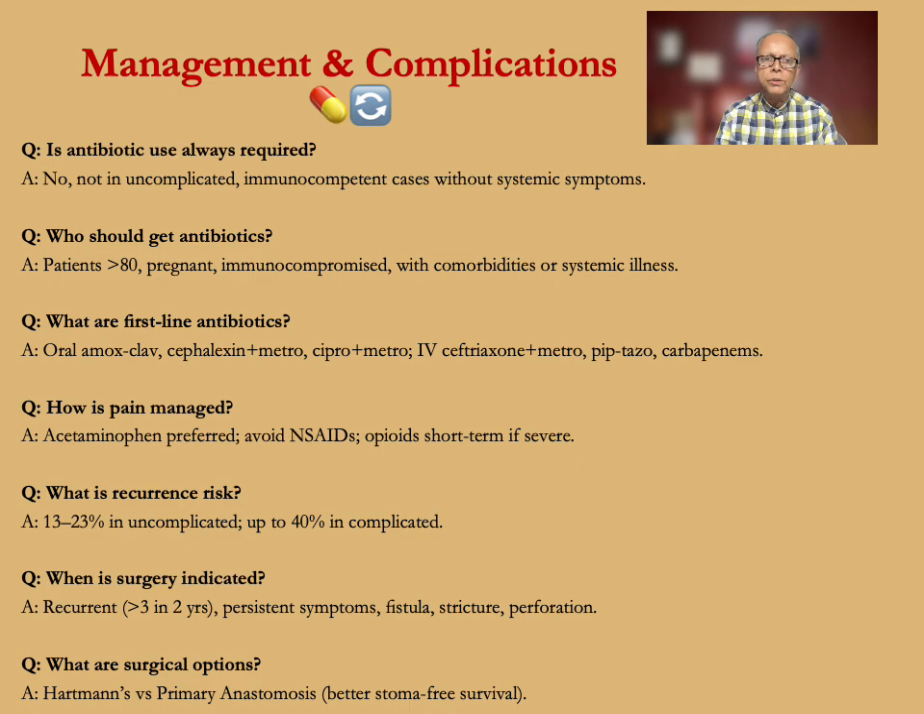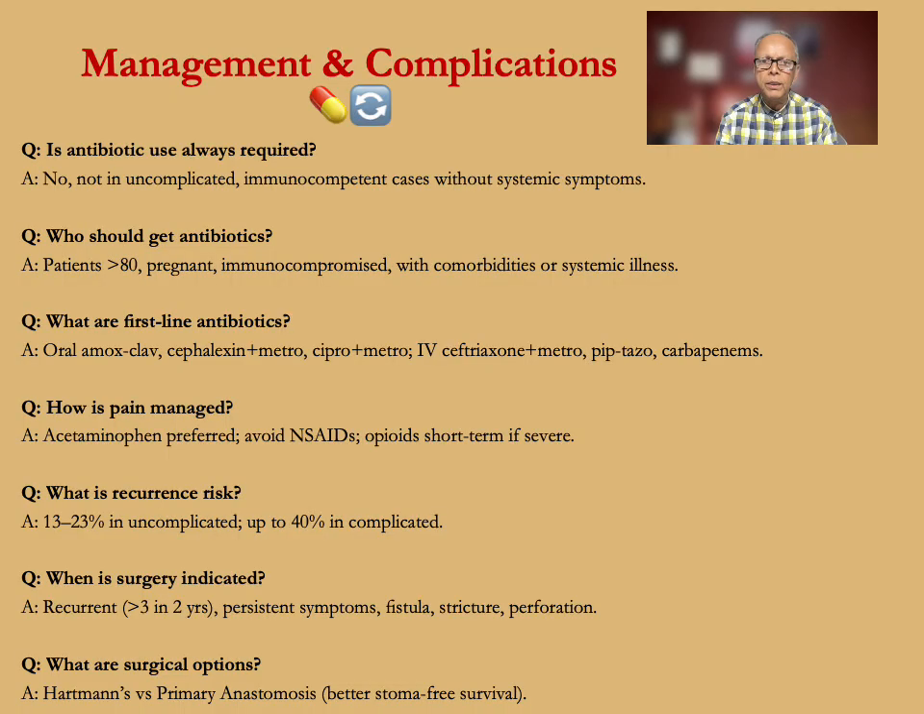Management and complications. Is antibiotics always used? No, not in uncomplicated immunocompetent cases without systemic symptoms. Who should get antibiotics? Patients above the age of 80 years, pregnant women, immunocompromised with comorbidities or systemic illness.